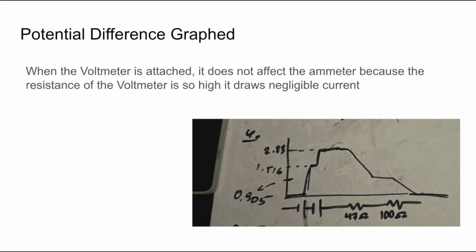When the voltmeter is attached and we have an ammeter as well, it does change the circuit, but because the voltmeter has such high resistance, it draws negligible current, so it shouldn't affect the current reading of the ammeter, even when we are measuring voltage as well.